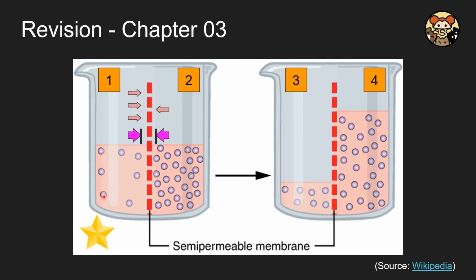If you count the purple circles in 1 and 3, there is no difference, so there is no change in the total number of the solute, because the purple ones cannot pass through the cell membrane. Because of the net movement of water from left to right, you may notice that the concentration difference between 3 and 4 is reduced when compared with 1 and 2.